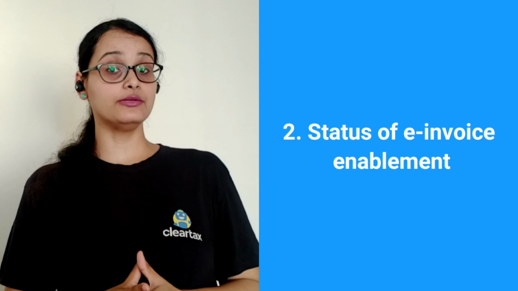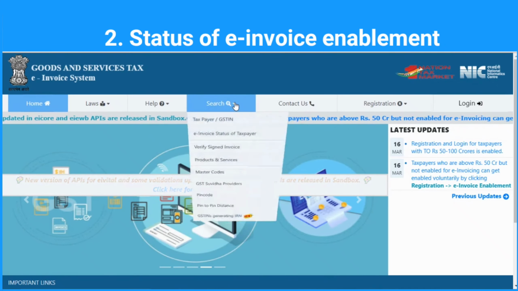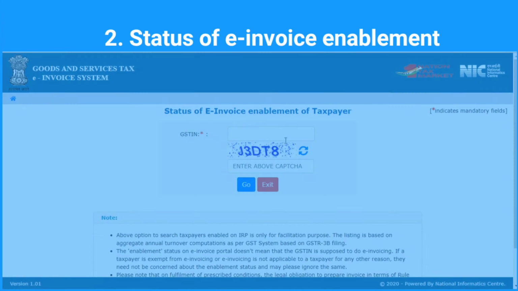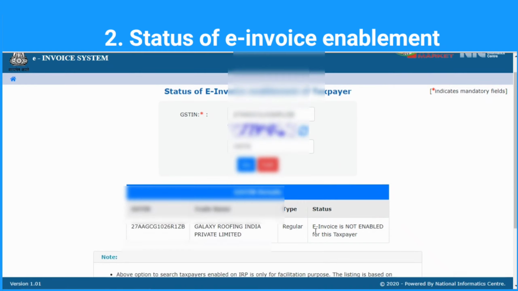An alternative way to check if a particular GSTIN is e-invoicing enabled on the e-invoice portal is by using the facility e-invoice status of taxpayers. The buyer must visit the e-invoice portal. He has to go to the search tab and select e-invoice status of taxpayer. Under the GSTIN, enter the GSTIN and CAPTCHA code. Click on the Go button. You will get the status of e-invoice enablement of that particular GSTIN that you entered.